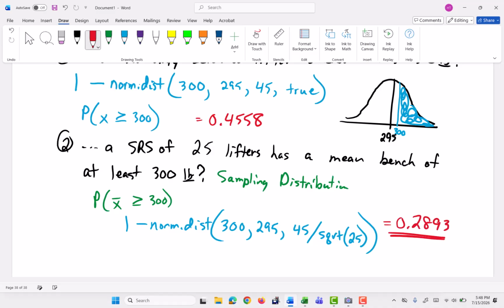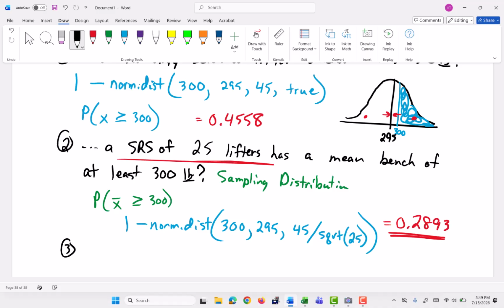That's exactly what we looked at before. Even though 300 is just barely larger than the population mean, now that it's a sample of 25 lifters, and we're looking at the mean of that group, there might be one lifter in the group that has a really high bench press, but there's a good chance there's also going to be someone with a fairly low bench press, and the mean is going to average out to being closer to the center of that distribution. So it changes that probability drastically.